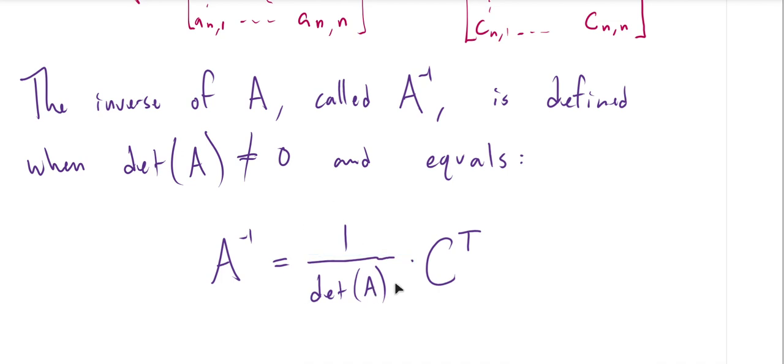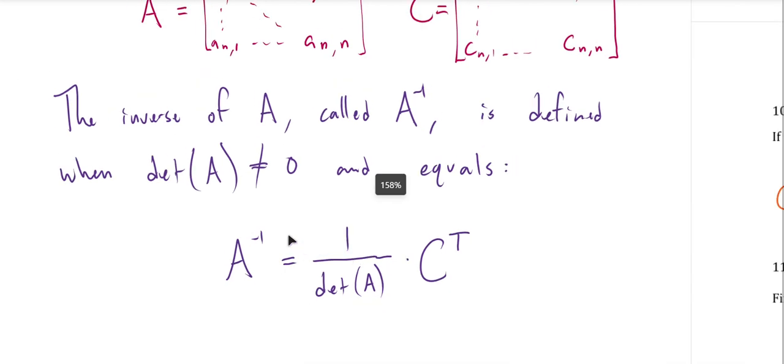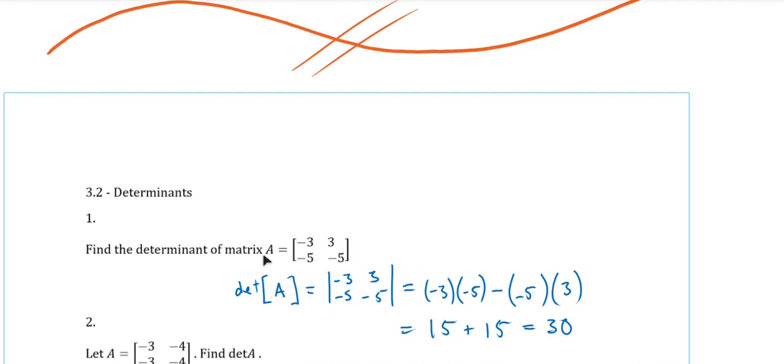And you can see here from this formula that we would have a serious problem if the determinant was 0, because that would be an undefined term. In fact, if the determinant is 0, then A does not have an inverse, and we would call A a singular matrix. Let's calculate the determinant of this matrix A here, first by formula, where we would take the diagonal entry, -3 times -5, subtract from that -5 times 3, which would give me 15, plus 15, which is 30.